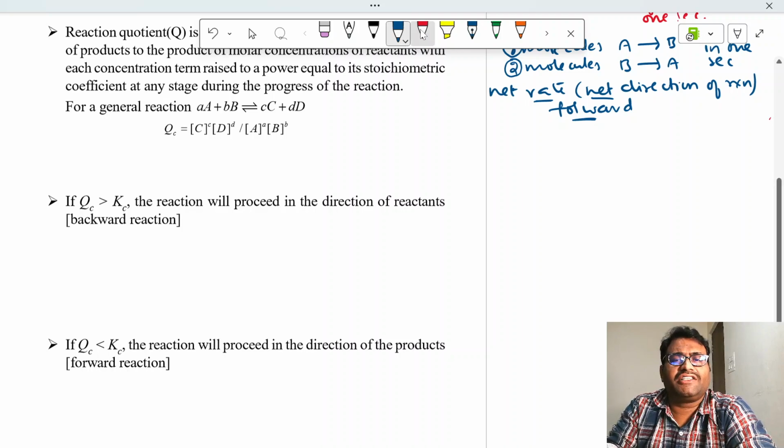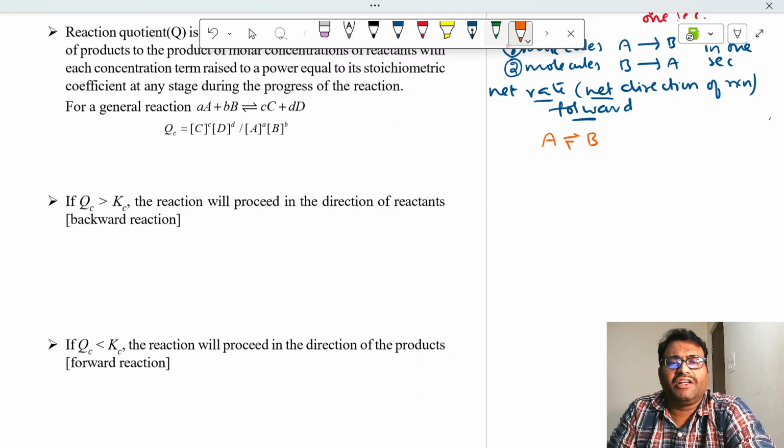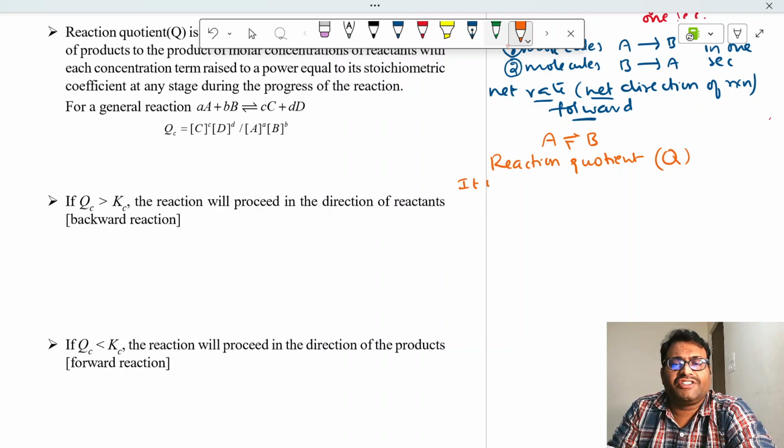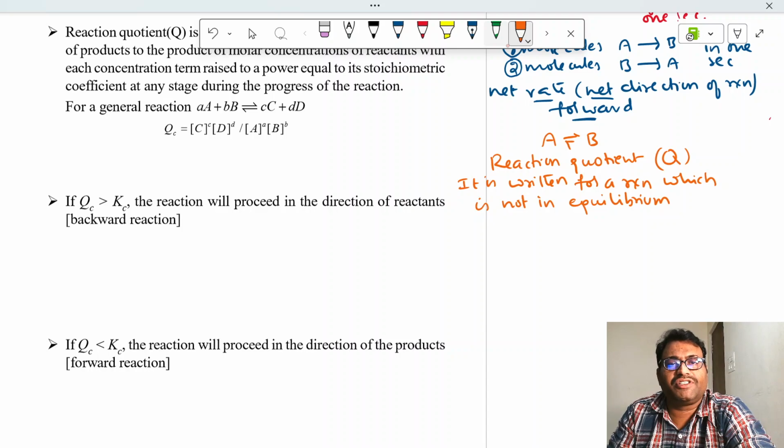Let us take another reaction, A gives rise to B. So what do you write? You write Q. What is called a reaction quotient? What is reaction quotient? When is it written? It is written for a reversible reaction which is not in equilibrium state.